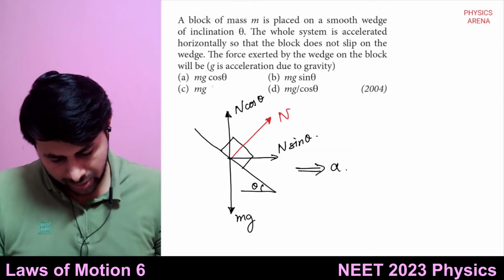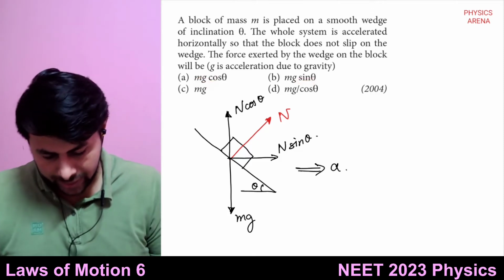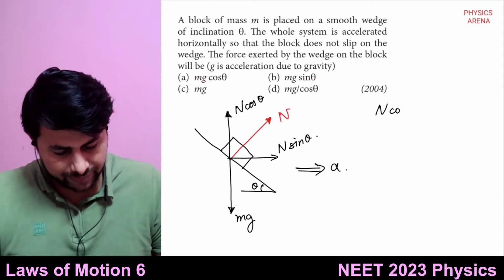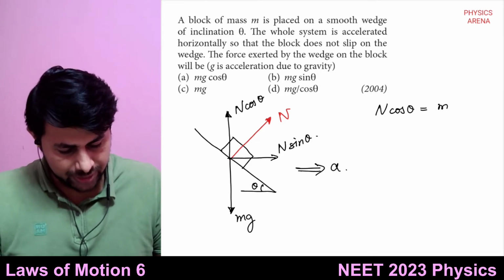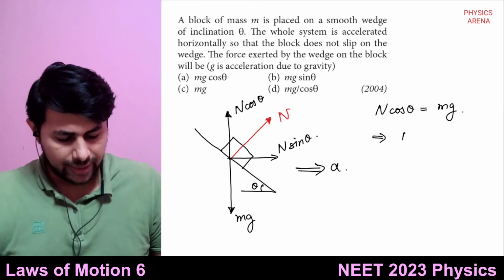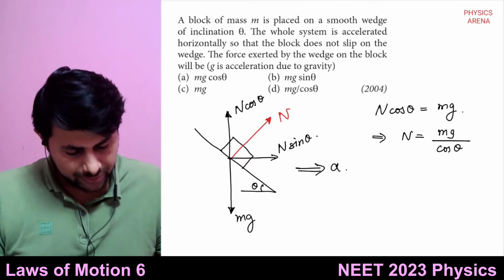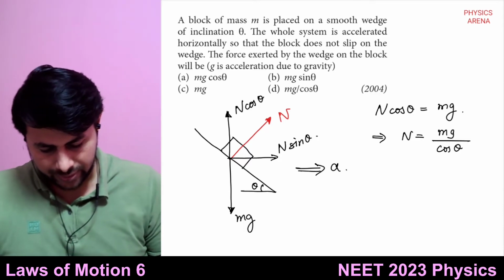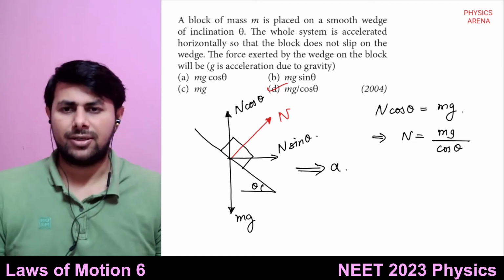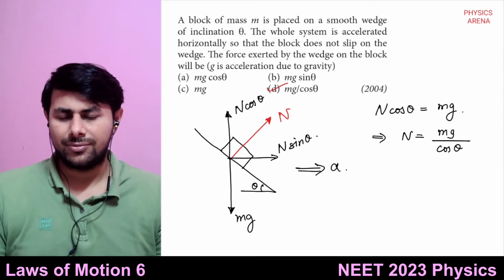So the options are given in terms of mg. So I can say N cos theta is equal to mg, and therefore N is equal to what? Mg divided by cos theta. Okay, it is mg divided by cos theta. Option D is the answer.